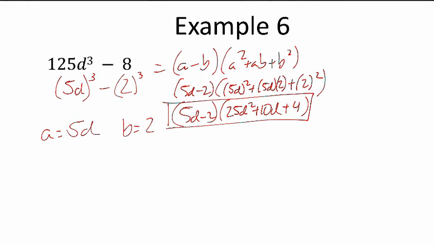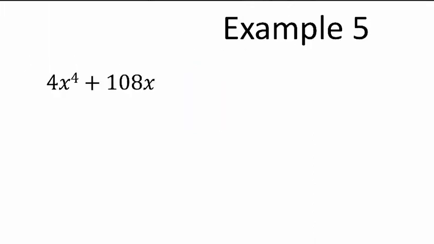Now for the last one, it's going to look a little more challenging at first, but then I think we'll be able to figure something out. For this last one, we got 4x to the fourth plus 108x. Now, neither of those are cubic terms. X to the fourth clearly has a cubic in it, which we'll get to in a second, but 4 is not a cubic term. Neither is 108. What you need to do anytime you're factoring is look for a greatest common factor.